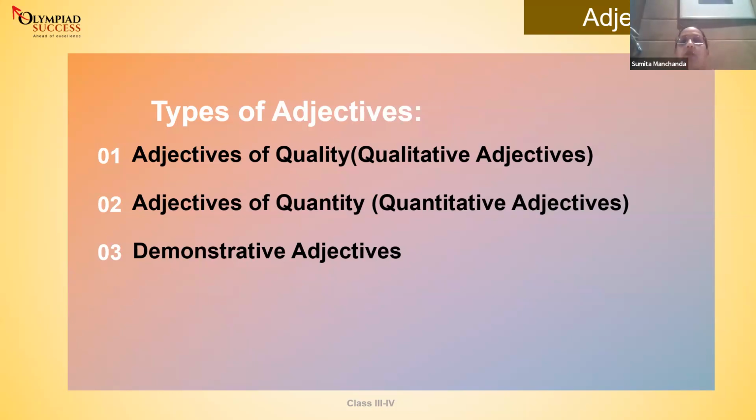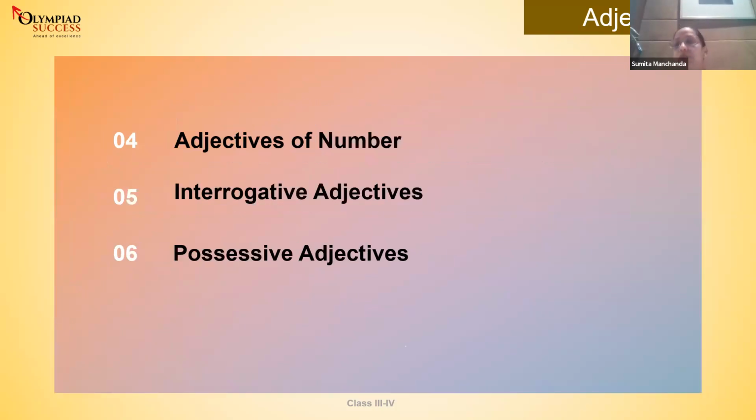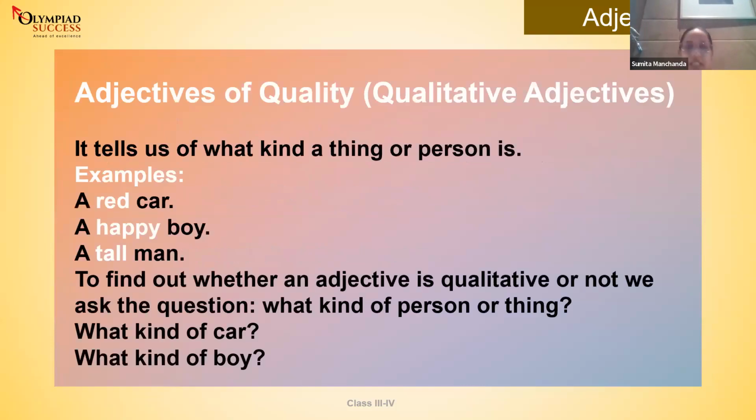Next is adjective of quantity, which is also called quantitative adjective. Number 3, demonstrative. Number 4, adjective of number. Number 5, interrogative adjective. Number 6, possessive adjectives. Now the very first type of adjective is, yeah, that's correct, Janvi. That's fine.